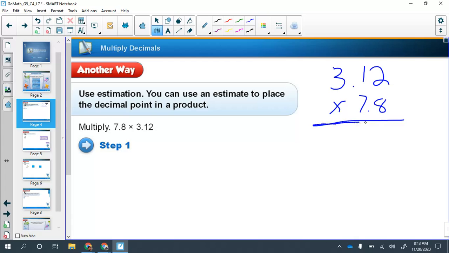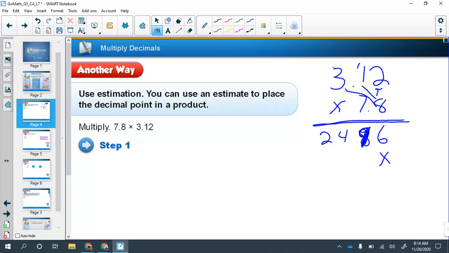We're going to multiply like we would normally multiply. So 8 times 2 is 16. We regroup our 1. Now we say 8 times 1 is 8, plus 1 is 9. Make sure that we add up that regrouping. And then finally, 8 times 3 is 24. Just like when we regularly multiply, we're going to add a placeholder, because this 7 is in a place that's 10 times greater than the 8.